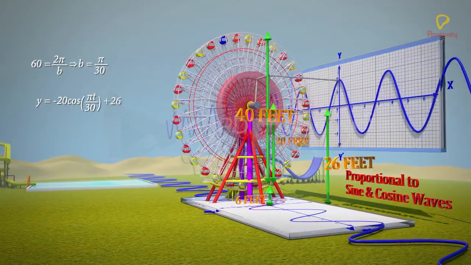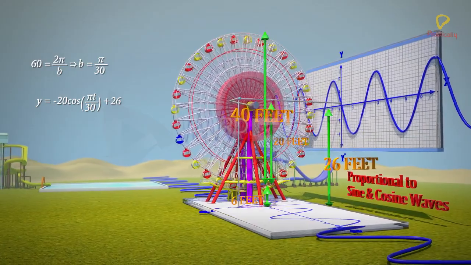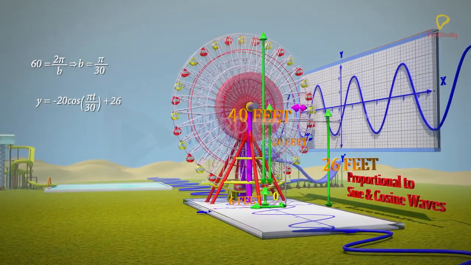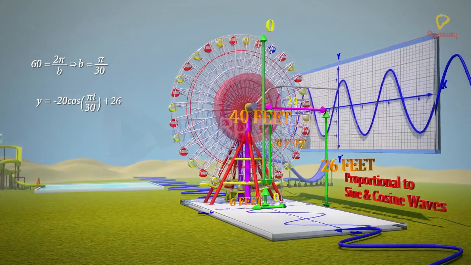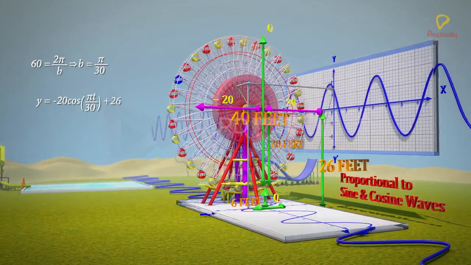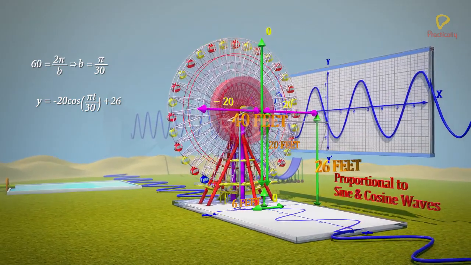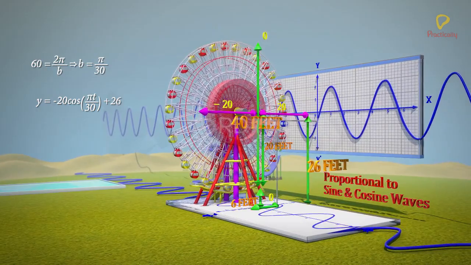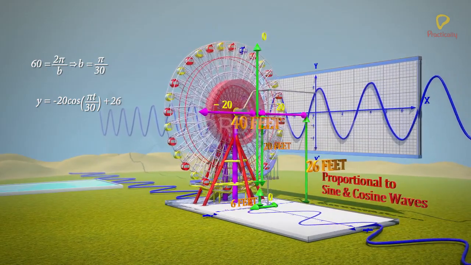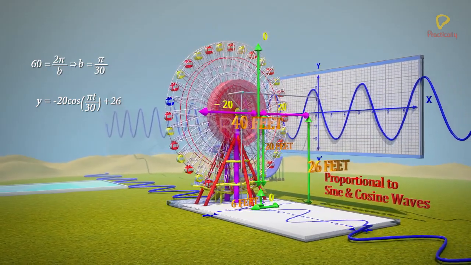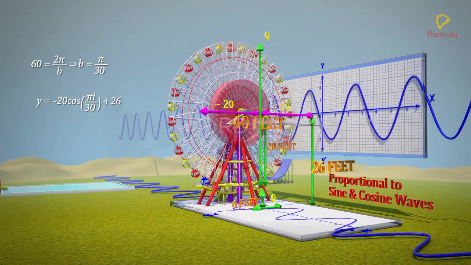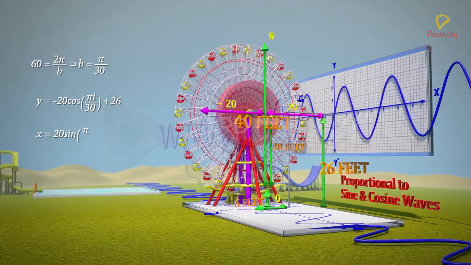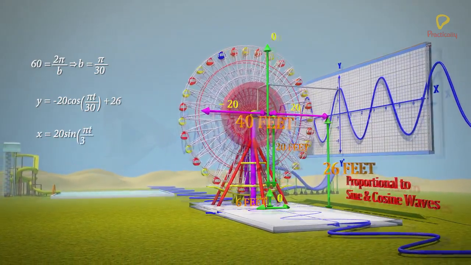The horizontal parameterization is found by noticing that the x values start at 0, go up to 20, go back to 0, then down to minus 20 and finally back to 0. This is a plus sine pattern with amplitude 20. The period is the same as with the vertical component. Thus, the horizontal parameterization is x equal to 20 multiplied by sine of pi times t by 30.